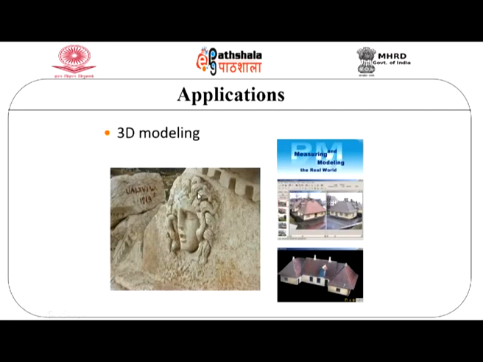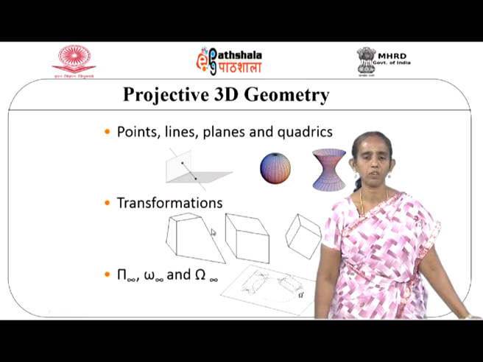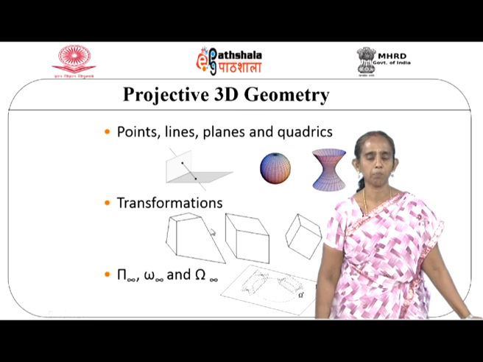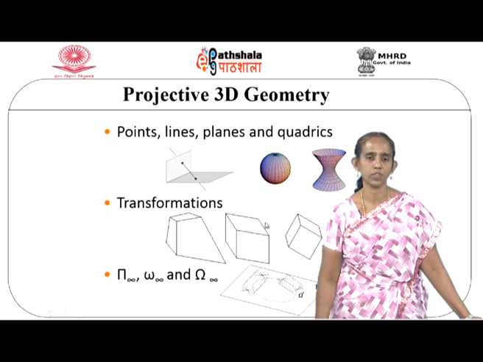So in the 3D modeling window, we can see that there is a top view, there is a side view, and then we have various perspective views of the entire object. Everything can be seen in a single window as such. This is a projective 2D geometry example, how the two-dimensional geometry is being projected in different views to the end user with the help of transformations, cross ratio and invariance. So these are examples of projective 3D geometrical objects that are being displayed to the end user in multiple views by applying various transformations to these objects.